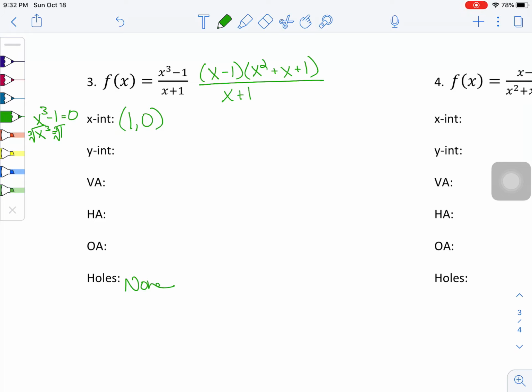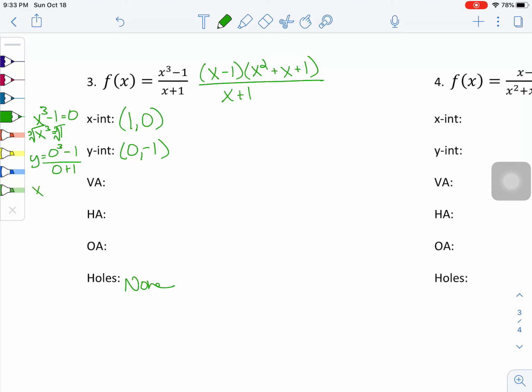All right, y-intercept. I'm going to take, again, the original function here because the simplified version really isn't that simplified. So I'm going to take the original version, make x equal to 0, and see what I get. So let me actually write 0 cubed minus 1 over 0 plus 1. So negative 1 over 1 is just negative 1. So (0, -1).